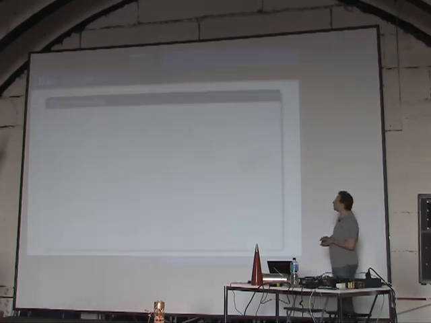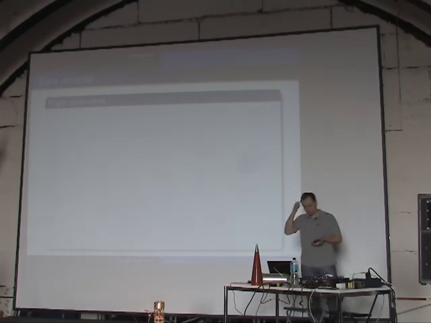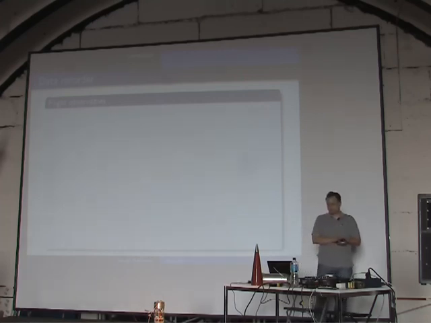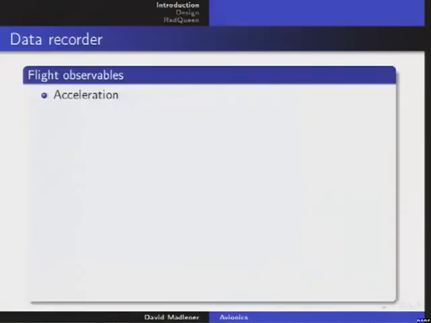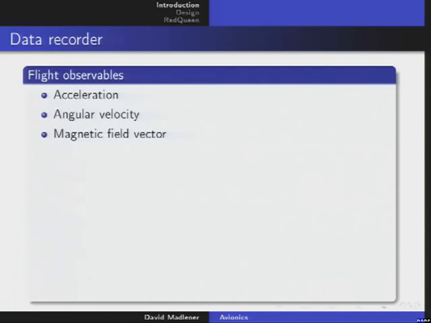Let's talk about flight observables. That would be the aim of the data recorder to obtain. So there is the acceleration. I've talked about inertial navigation. So acceleration and angular velocity is very important. So you can use dead reckoning to get the attitude of your aircraft indirectly by integrating, and the position by using the acceleration. Then again, you can use the magnetic field vector if there's nothing disturbing it, and then you can directly measure the attitude of the vehicle towards the magnetic field of the Earth.